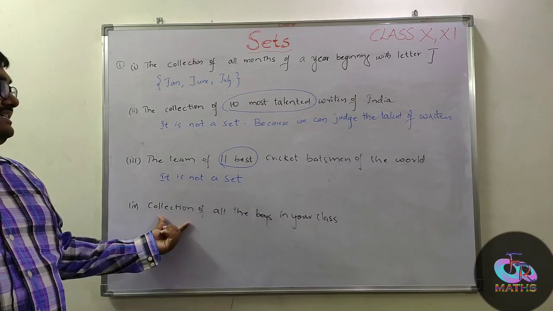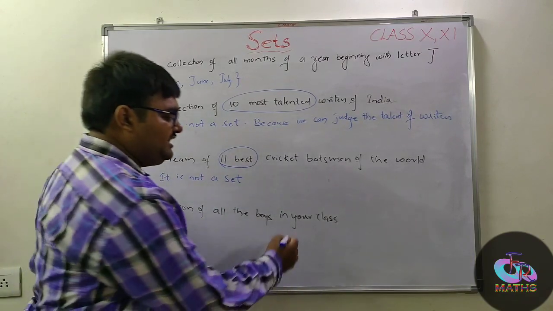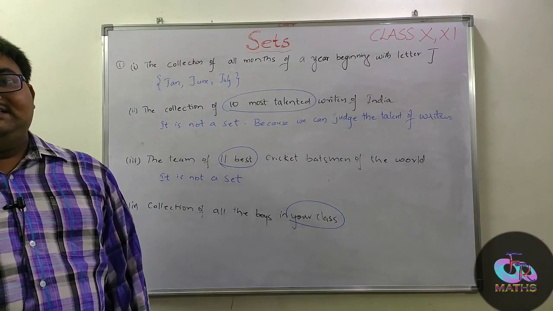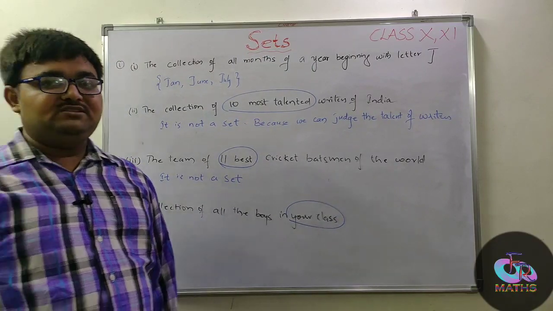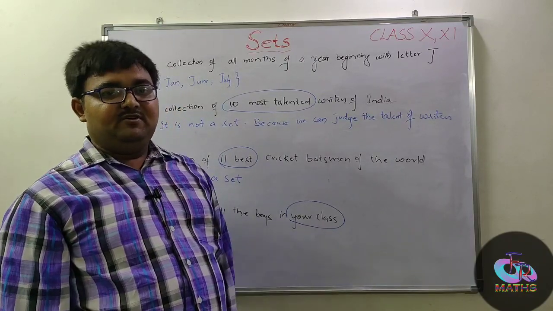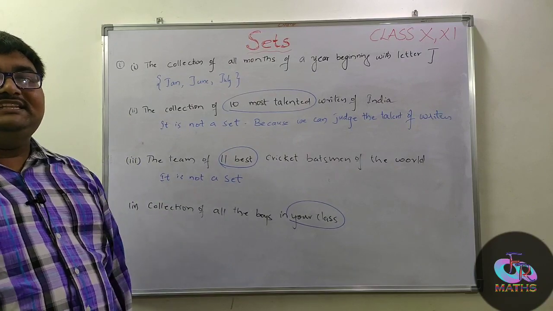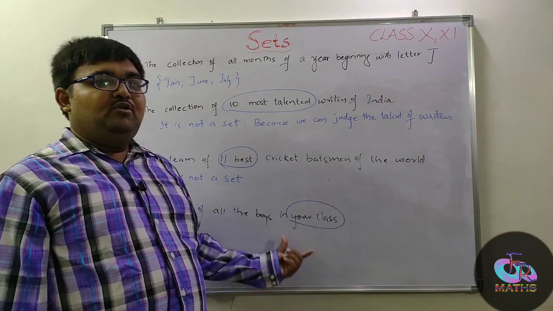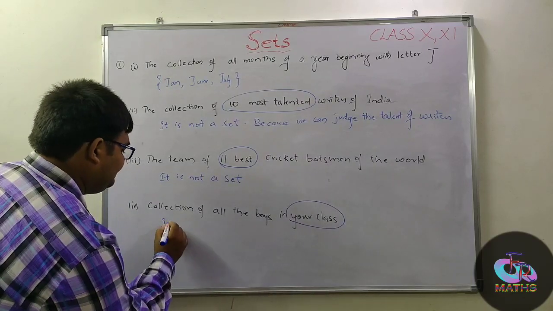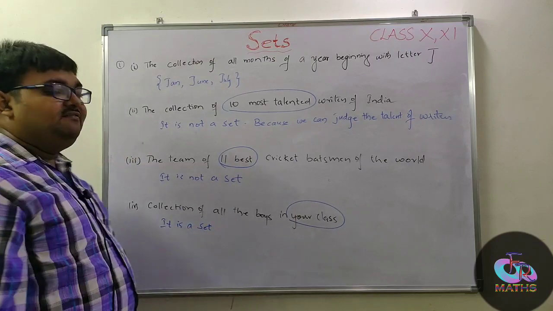Next, collection of all the boys in your class. Here what is he talking about? Your class. In your class you can count the number of boys, no? In your particular class you can define the number of boys. So clearly it is a set. You can say the names of the boy students in your class. So clearly we can say it is a set, because it is well defined.